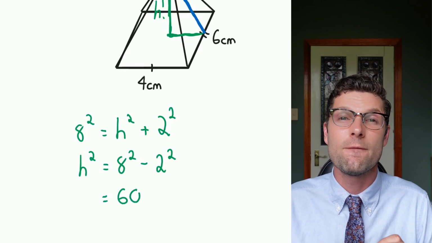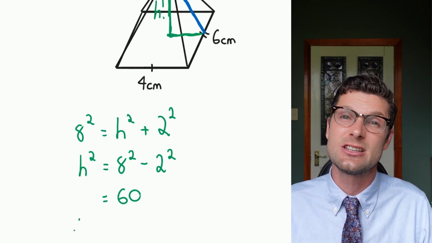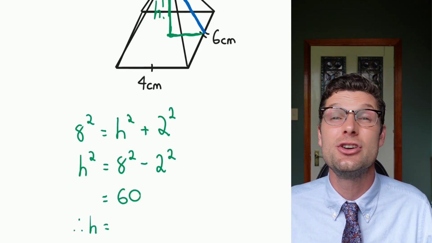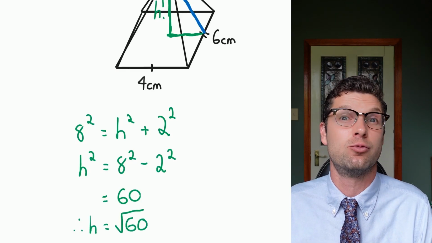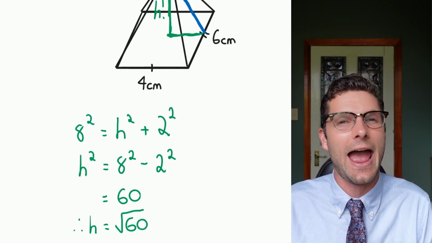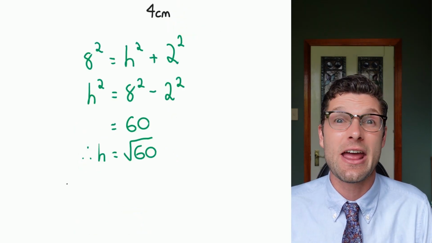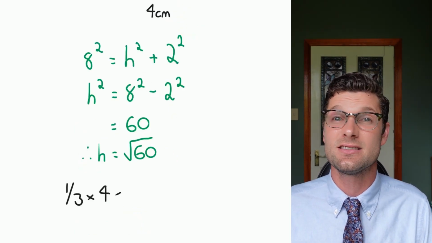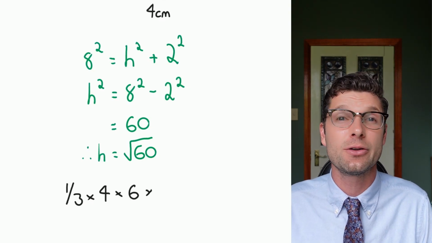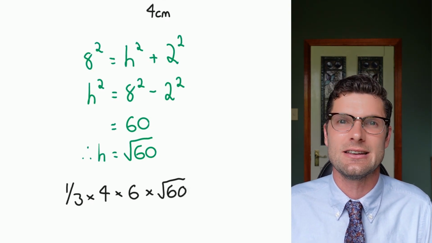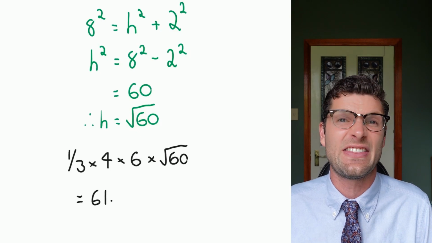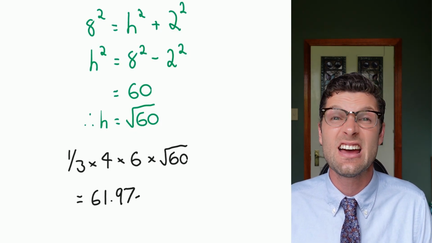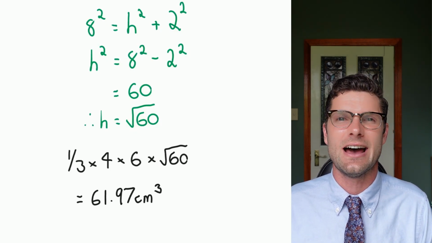For this, I do not want you to simplify the answer here. You can just leave it in your calculator as root 60. This is the most accurate number you could get. And so now I've got the height. All I have to do is do a third multiplied by the bases, which is 4 times 6, multiplied by that height, which is root 60. If you throw that in your calculator, you get the answer of 61.97 centimeters cubed, and you're done.